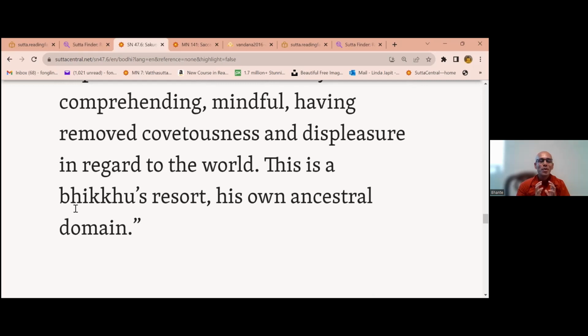What is your own resort where you are safe, comfortable, happy, peaceful? Mindfulness. It's not that you close your windows and doors and stay inside. No, you go out. You go to the world. But what is your own domain? Your father's domain, your father's safe place, your own mindfulness. Mindfulness in body, mindfulness in feelings.